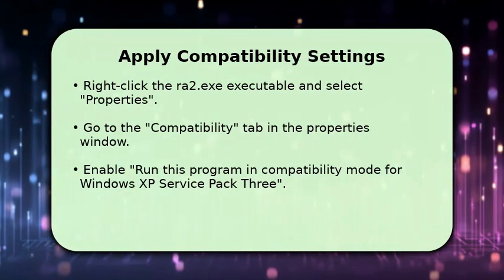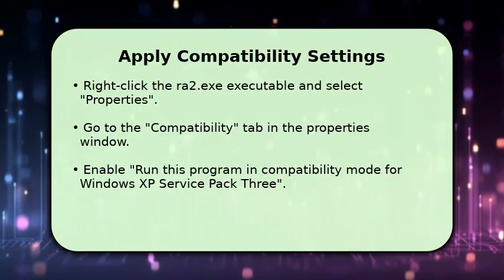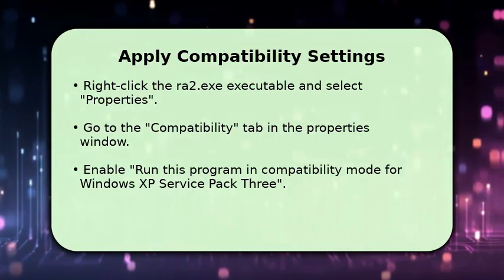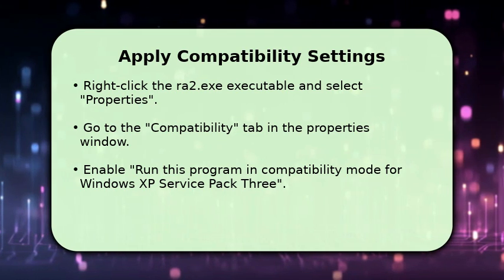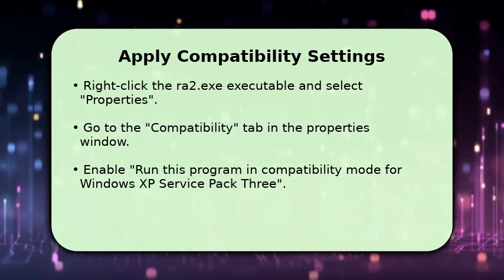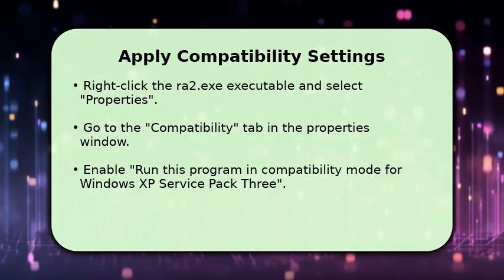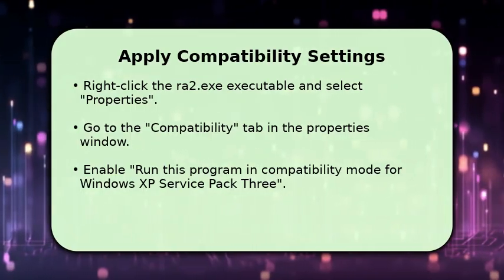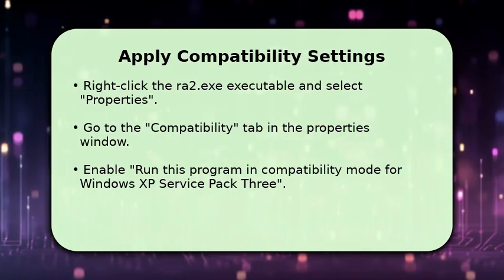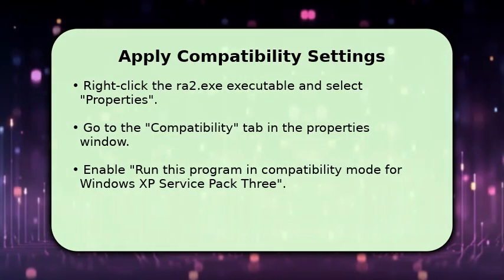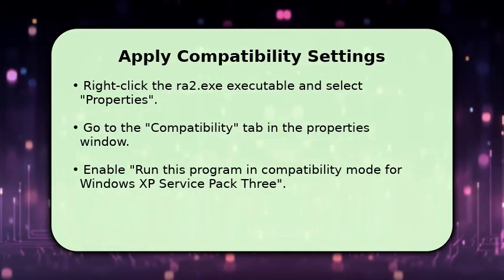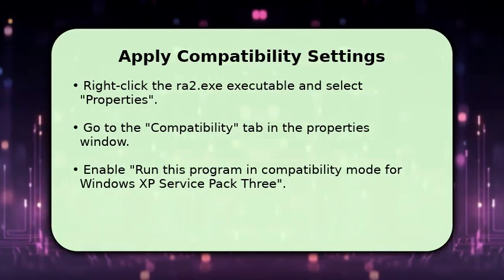Next, locate the RA2.exe file, right-click it, and choose Properties. Navigate to the Compatibility tab. Check the box to run this program in compatibility mode, and select Windows XP Service Pack 3 from the drop-down. Also, enable Disable Full Screen Optimizations and set Override High DPI Scaling Behavior to Application. These settings are vital for older games on modern operating systems.